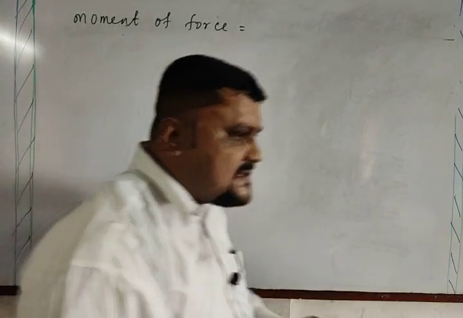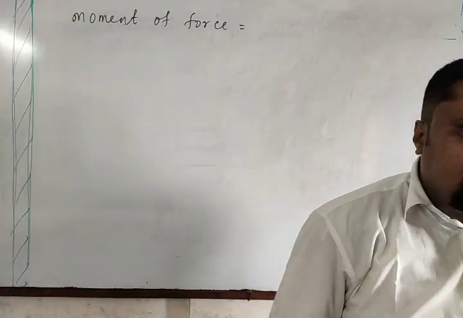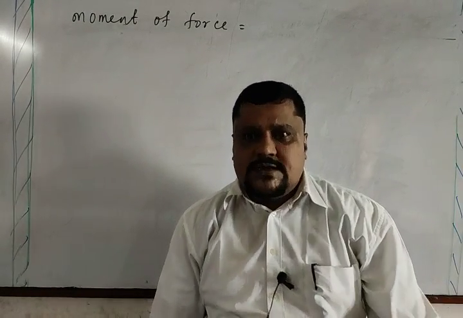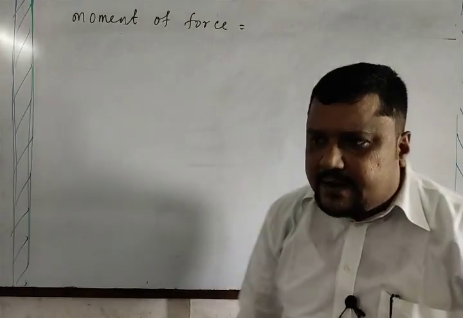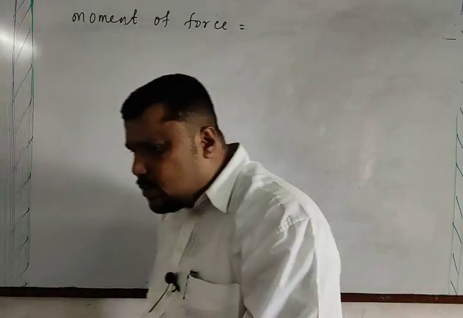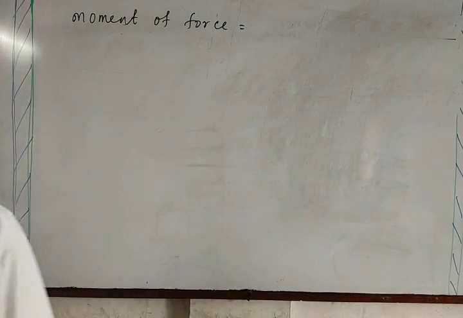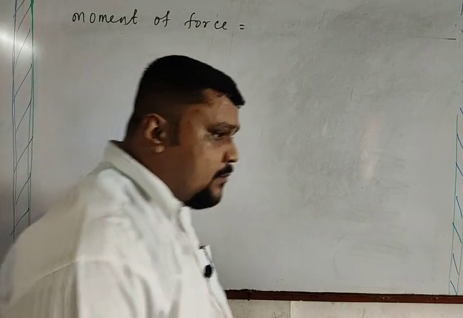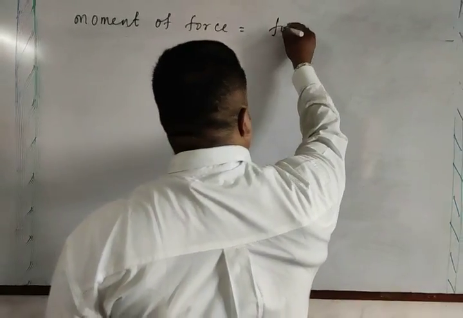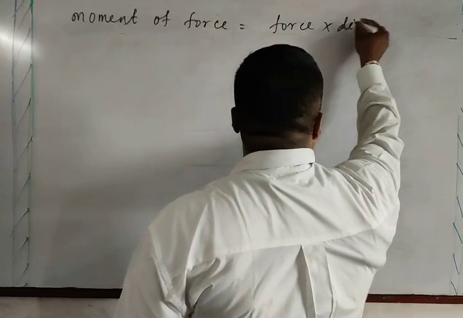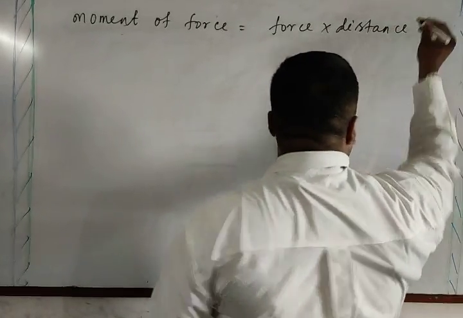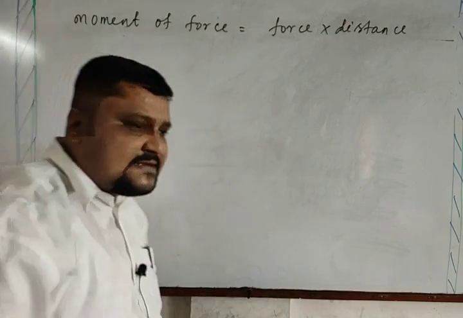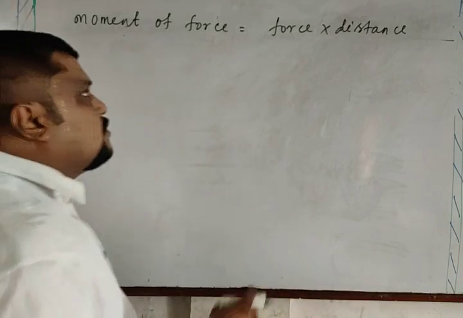Generally, when I am moving in a straight line, in translational motion, the force acting is F. But in rotational motion, when the body is rotating about an axis, the moment of force is the force into the distance. This distance is the distance of the body from the axis about which I am rotating.